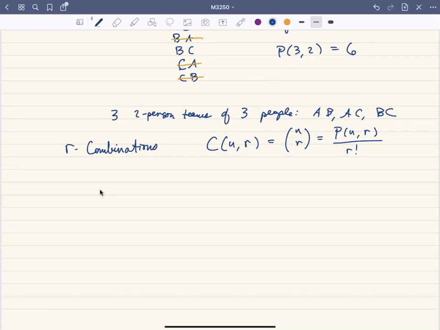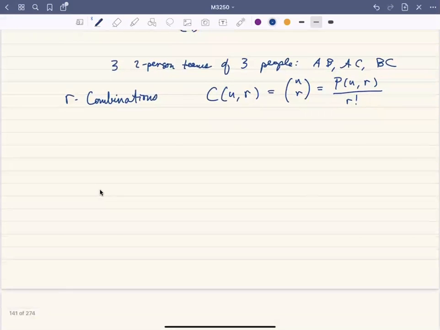So just to make that even more clear, what I want to do is think about, let's say, P of 5, 3. I want to compute that. It turns out that this is going to be 60. So what I'm going to do is start with the numbers 1 through 5. And then I'm going to think about all the ways that I can arrange 3 of those numbers.